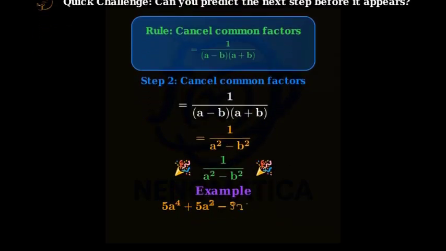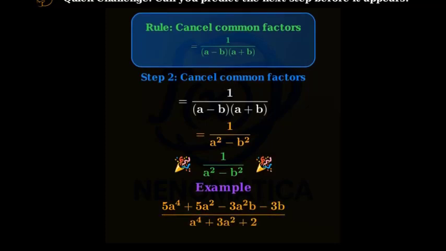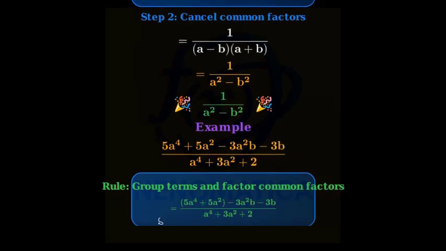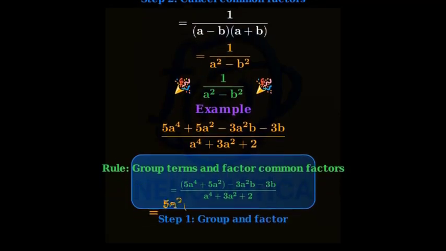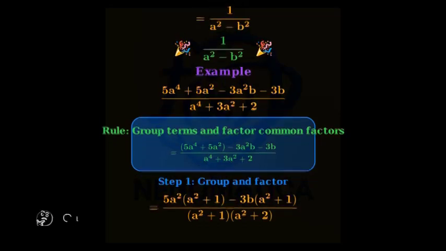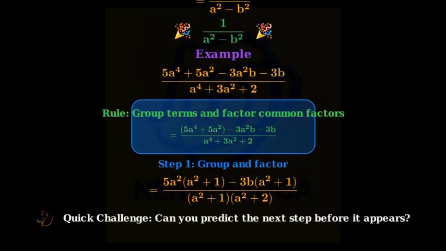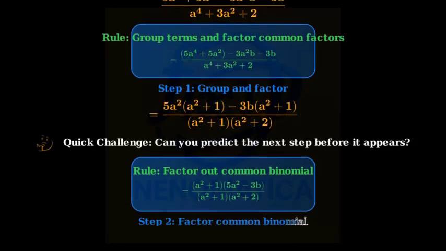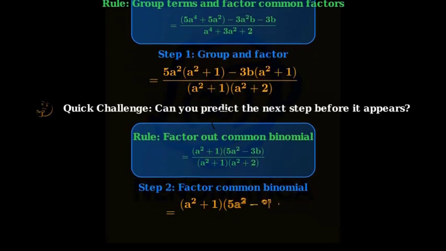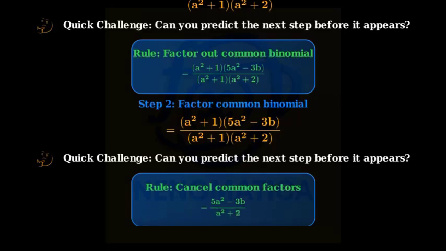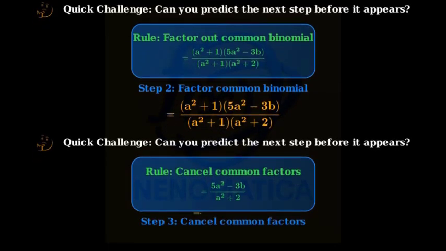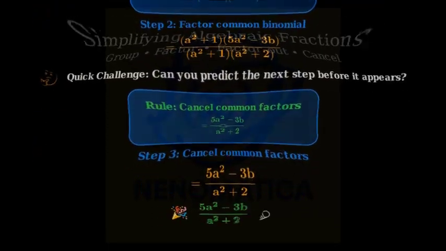Finally, example 3. We will group, factor a common binomial, and then cancel. Step 1. Group and factor common factors. We factor out 5a squared from the first two terms and negative 3b from the last two terms, and also factor the denominator as the product of a squared plus 1 and a squared plus 2. Step 2. Factor out the common binomial a squared plus 1 in the numerator. Step 3. Cancel the common factor a squared plus 1 from numerator and denominator to get the final simplified form.